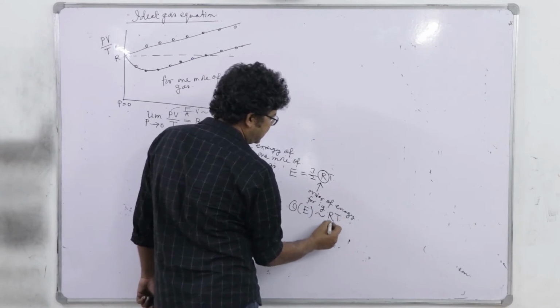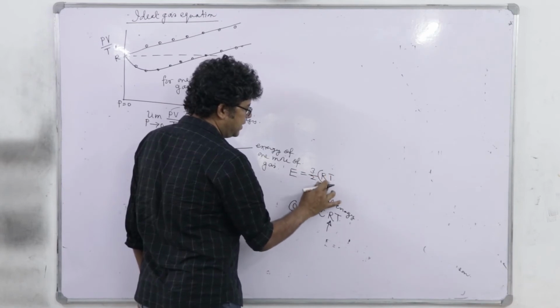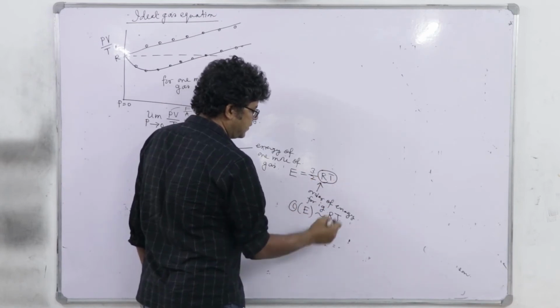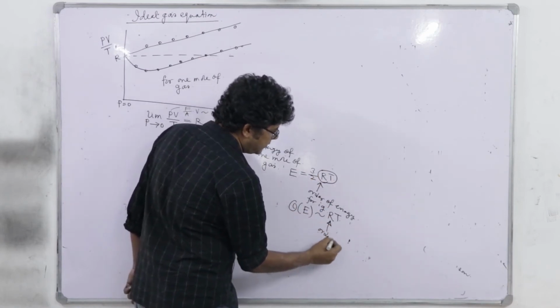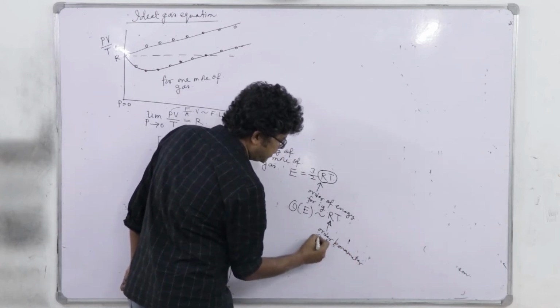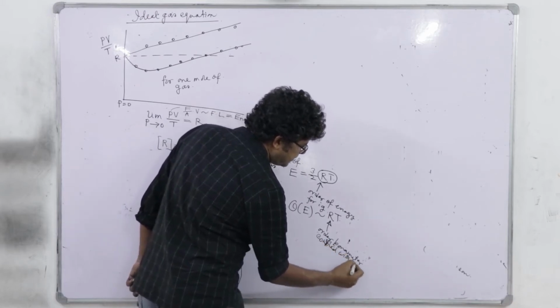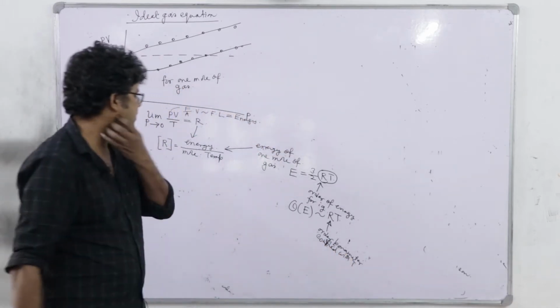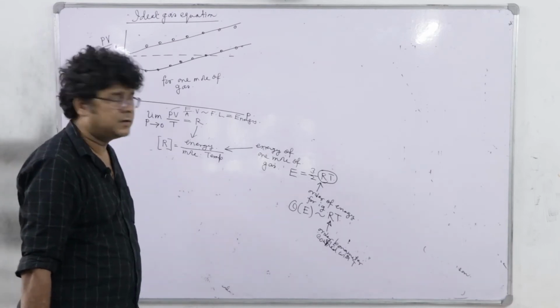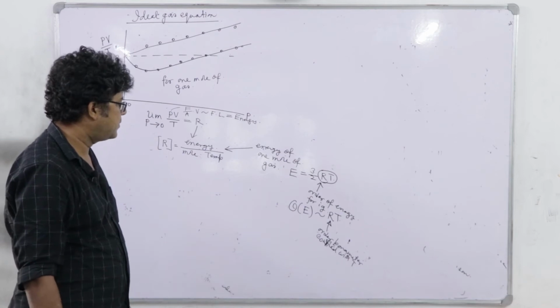So, the order of that energy is RT. So, this R is the order parameter coupled with temperature, right. R is the order parameter of energy which is coupled with temperature.